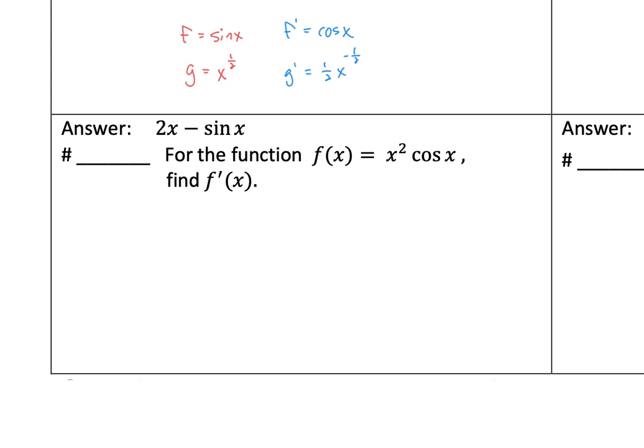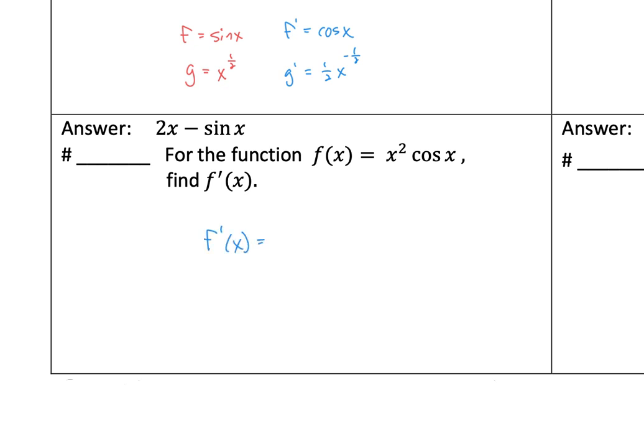Okay, next one, no chain rule because it's just x squared and just cosine x, just an x inside a trig function or x being raised to an exponent. So no, no chain rule for this one. This will just be a product rule, right? Two functions of x that are multiplied. So this is just a product rule.